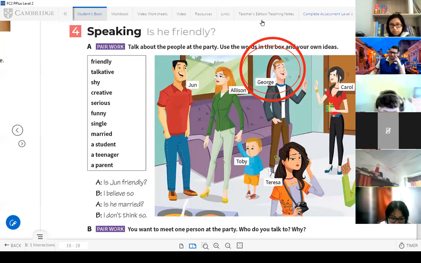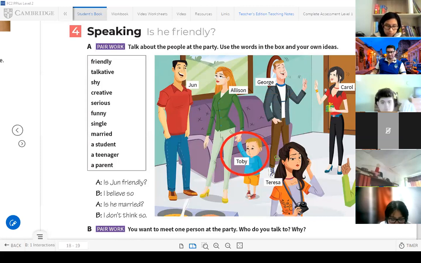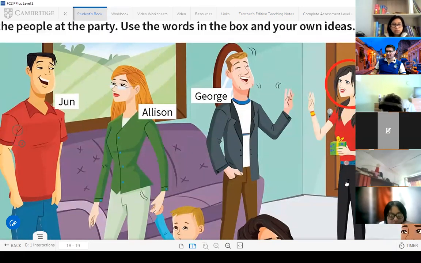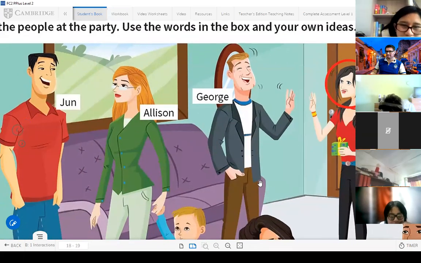For example, if I ask, is Toby a student? I guess so. I think so. Yeah, it's probably a student, Toby. Is Carol married? What do you think about Carol? I don't think so. Yeah. She doesn't have a ring, right? No tiene un ring.